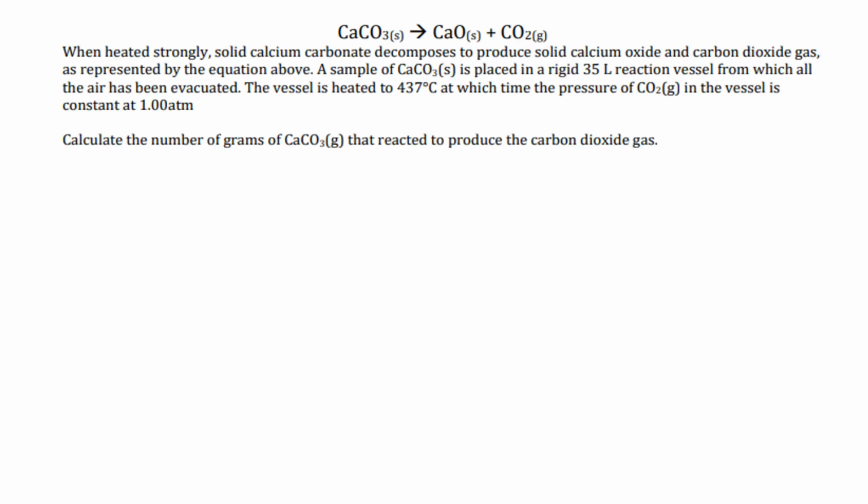When heated strongly, solid calcium carbonate decomposes to produce solid calcium oxide, we've seen this before, and carbon dioxide gas, as shown here. A sample of calcium carbonate is placed in a 35-liter reaction vessel from which all the air has been removed. The vessel is heated to 437 degrees Celsius, at which time the pressure of CO2 is 1.00 atm. Calculate the number of grams of calcium carbonate that is used to produce the carbon dioxide gas.